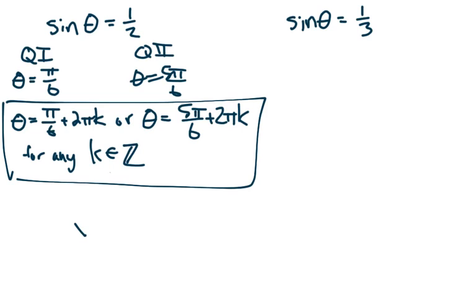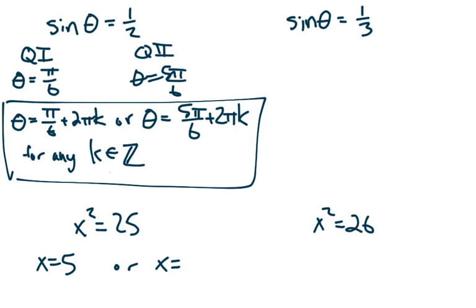Now, this is really kind of a lot like the difference between the equation x squared equals 25 versus the equation x squared equals 26. We can solve this one basically by guessing. We know that 5 times 5 is going to be 25, or that negative 5 times negative 5 is 25. But in order to solve this equation, we need more tools.